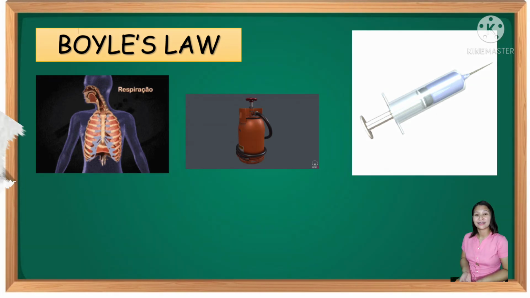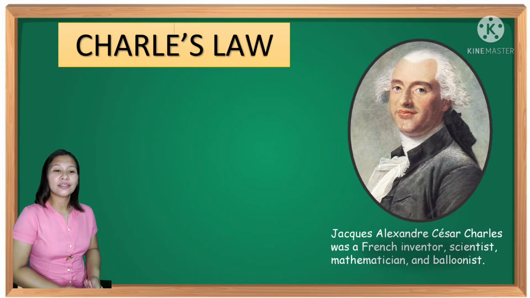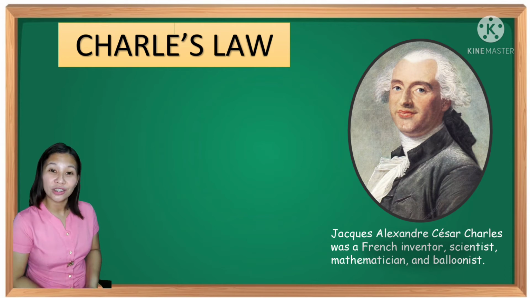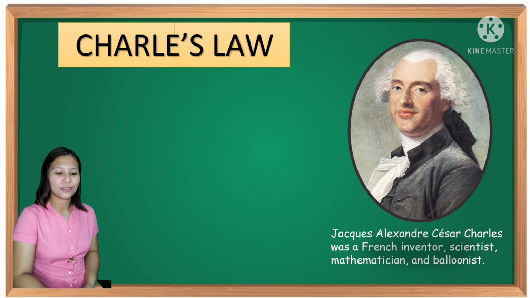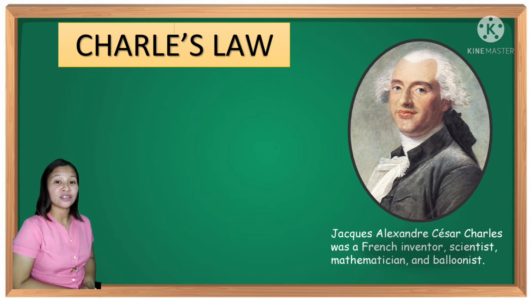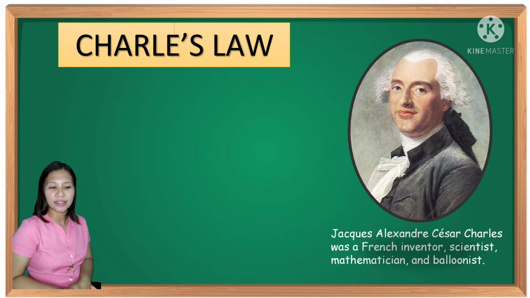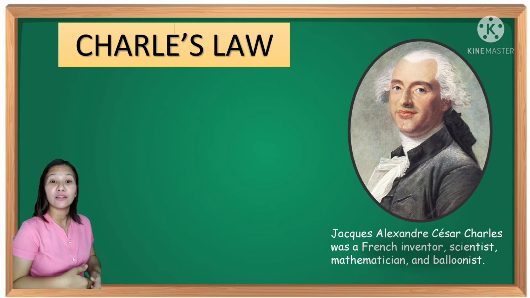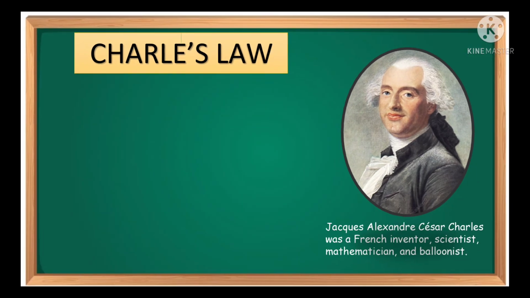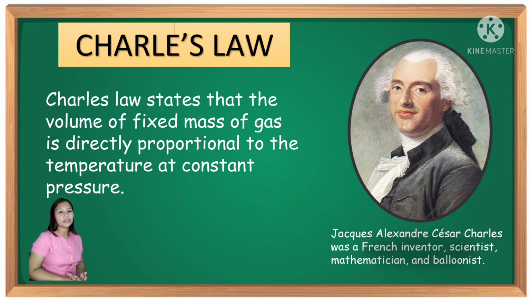Boyle's Law is an ideal gas law that tells the relationship between pressure and volume at constant temperature and fixed amount of gas. Now let's move on with our second law, which is Charles's Law. Jacques Alexandre César Charles, a French inventor, scientist, mathematician, and balloonist, invented what we call Charles's Law.